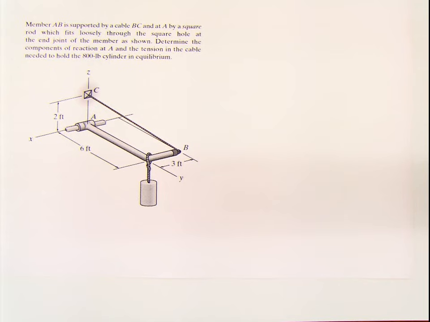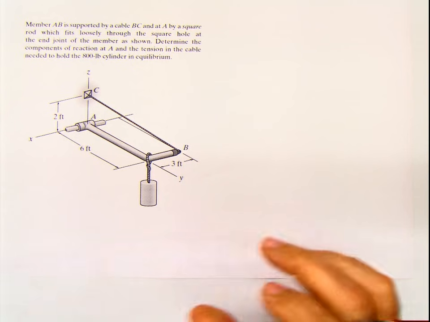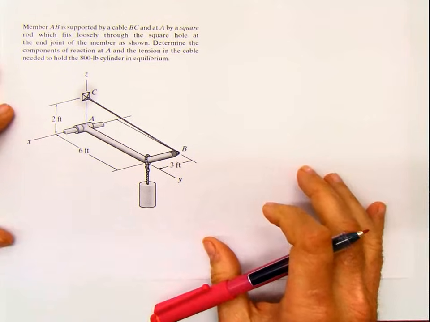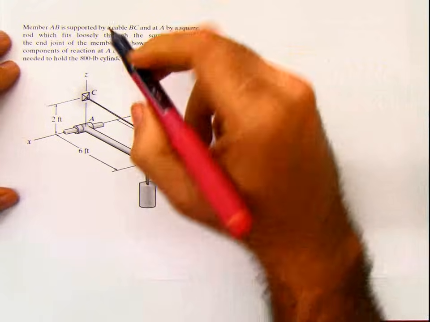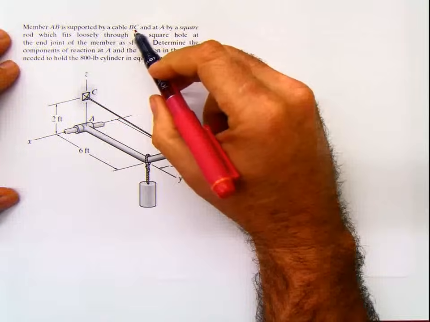Hello again, guys. Today I'm gonna keep solving some examples from chapter 5, and this is the one that I selected for the first one. Let's read the problem. It says the member AB is supported by a cable BC.